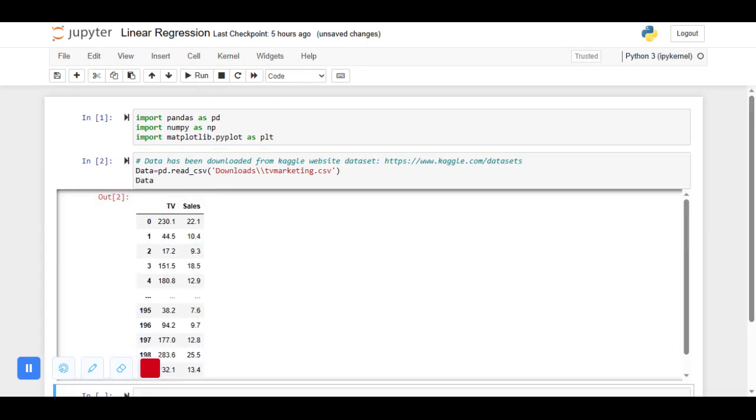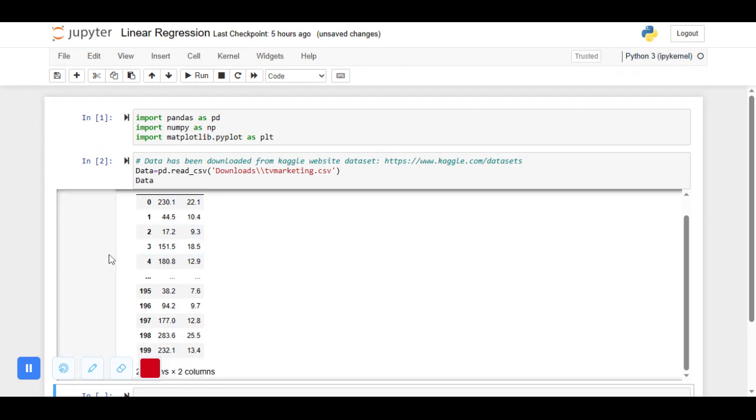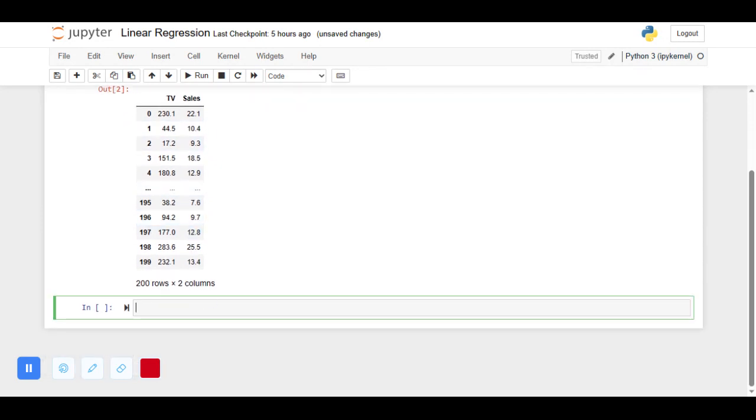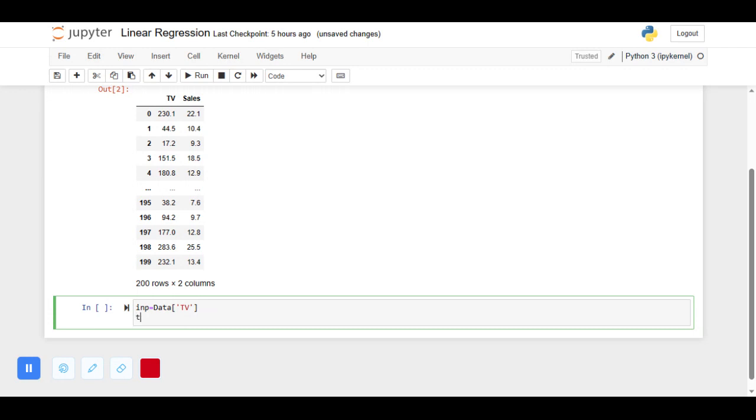This is the TV advertisement and how much your sales have increased or decreased based on the TV advertisement. First of all, let's divide the data into input and output. Let's say input is equal to data TV, and your output, which is the target value, will be data sales.